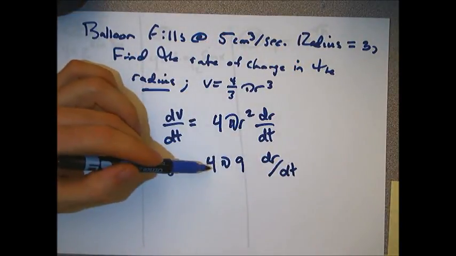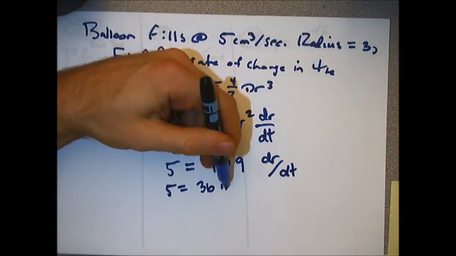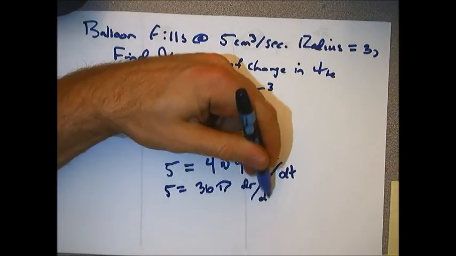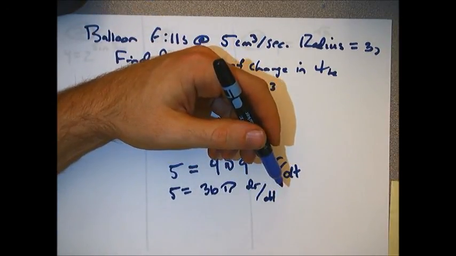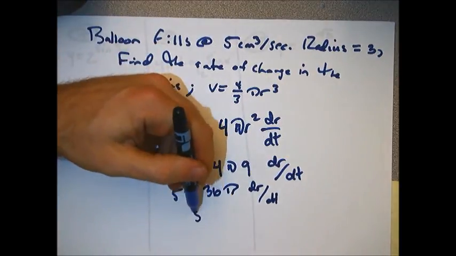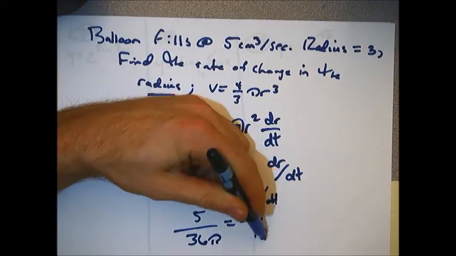So 9 times 4 is 36. So 5 is equal to 36 pi dr/dt. And I'm looking for dr/dt, so I should divide both sides by 36 pi. 5 over 36 pi is equal to dr/dt.